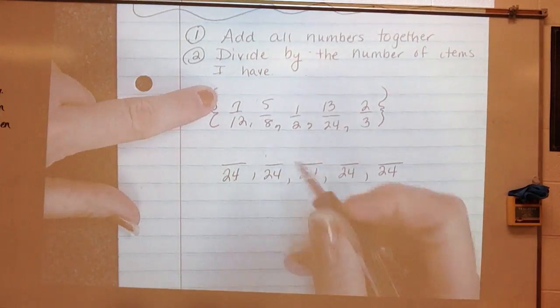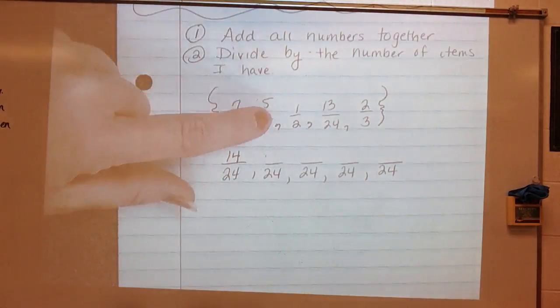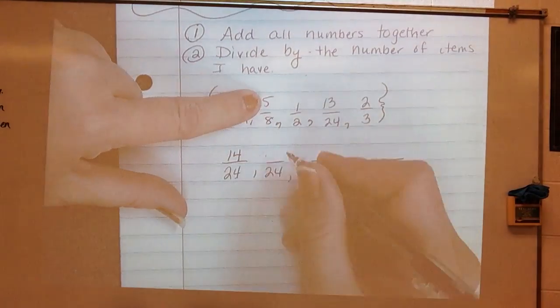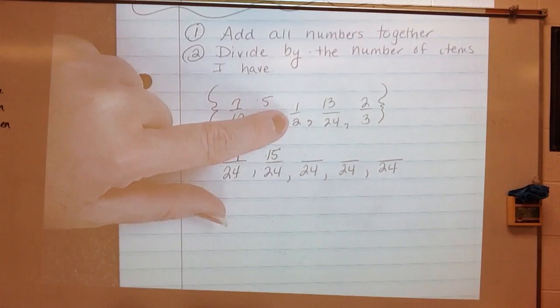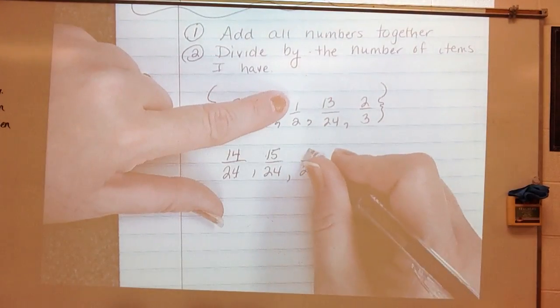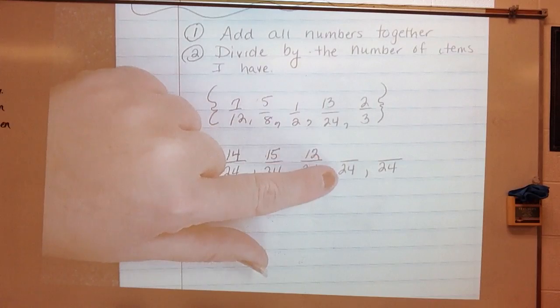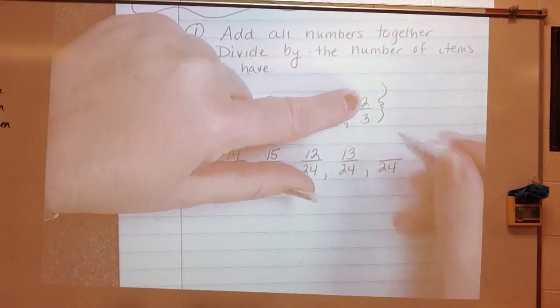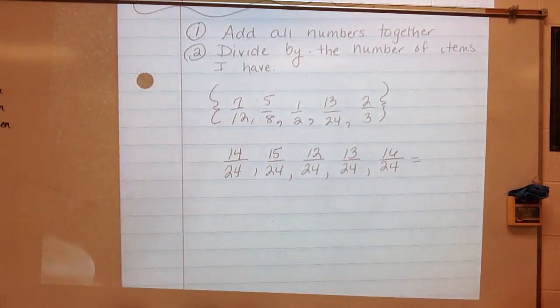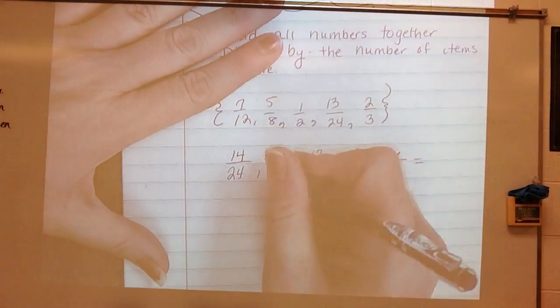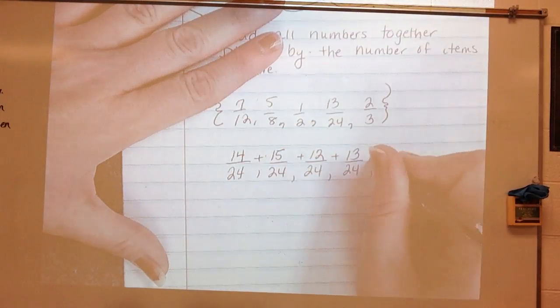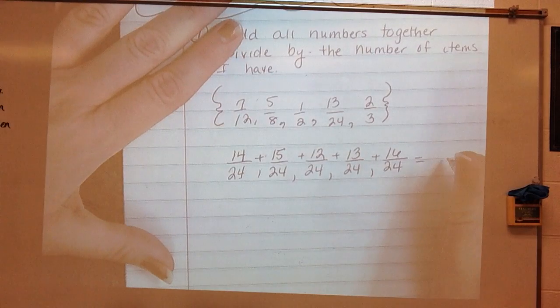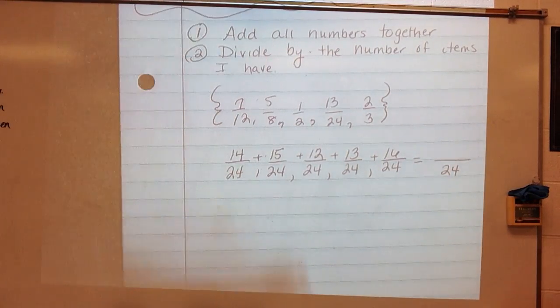Twelve times 2 is 24, so 2 times 7 is 14. 8 times 3 is 24, so 5 times 3 is 15. 2 times 12 is 24, so 12 times 1 is 12. 24, this one doesn't change. 3 times 8 is 24, so 8 times 2 is 16. And now I'm going to add them all together. Remember, I do not do anything to my bottom number. It stays the same.